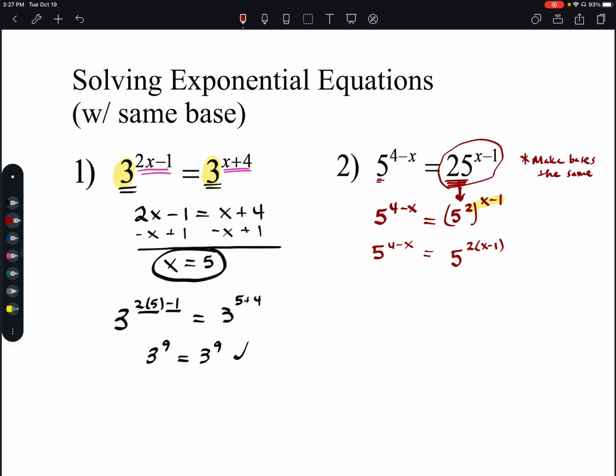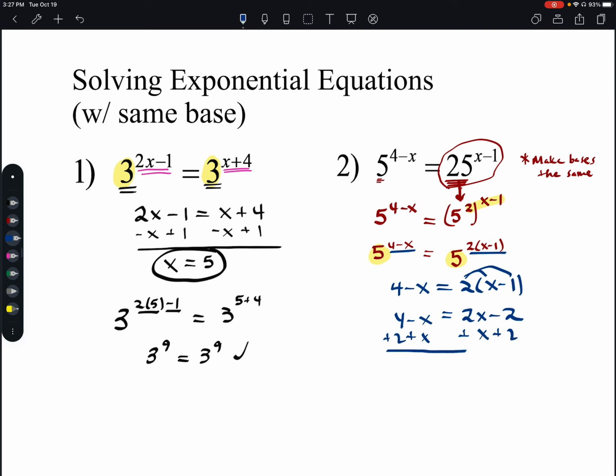So let's take it now and set the two exponents equal. Once our bases are the same, what matters now is the exponents. So we'll say 4 minus x is going to equal 2 times the quantity x minus 1. And we can go ahead and simplify this by distributing. So we have 2x minus 2 should equal 4 minus x. So you go ahead and solve it. And it looks like we've got 6 is equal to 3x. And then when we divide each side by 3, we get that 2 is equal to x. So that looks like our answer.